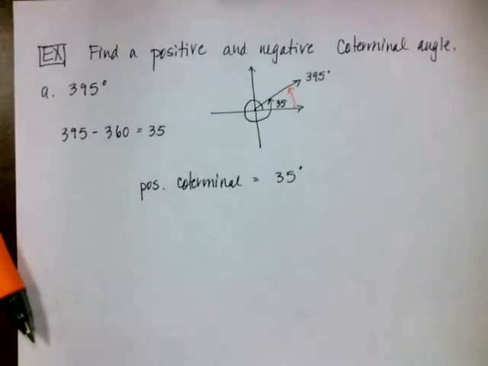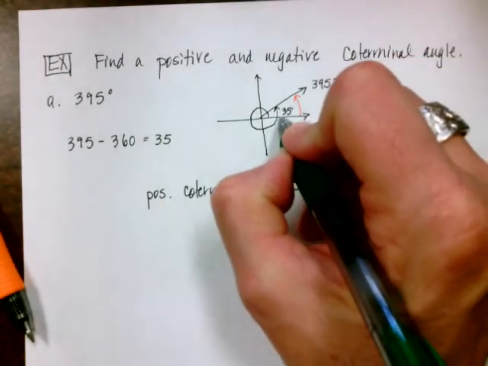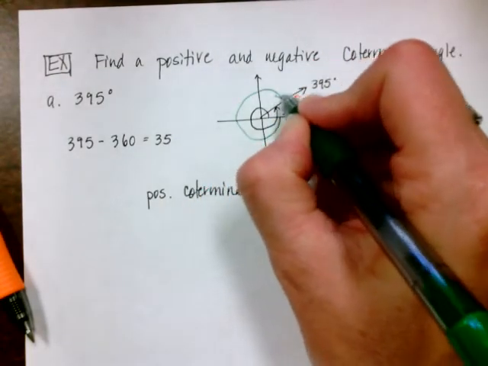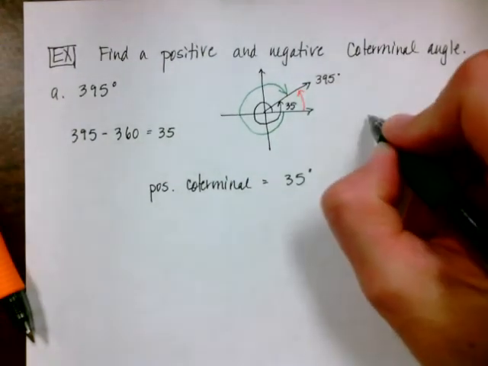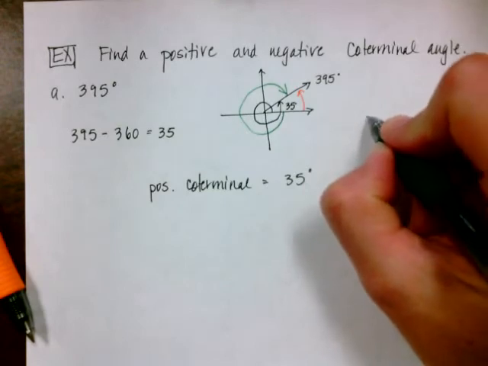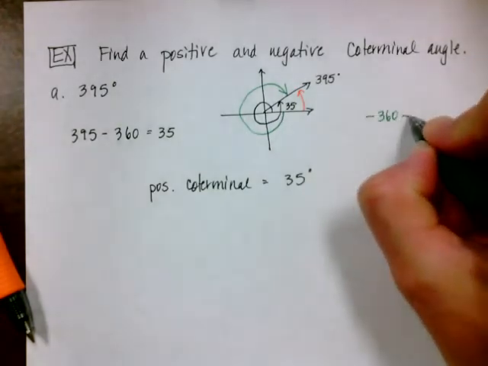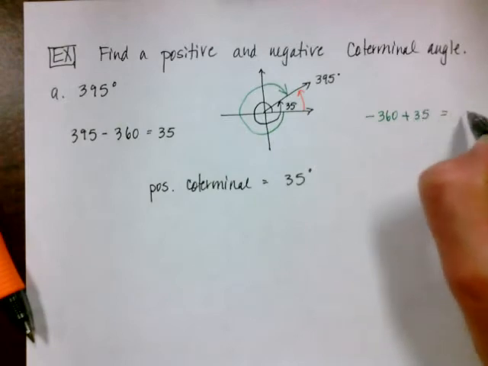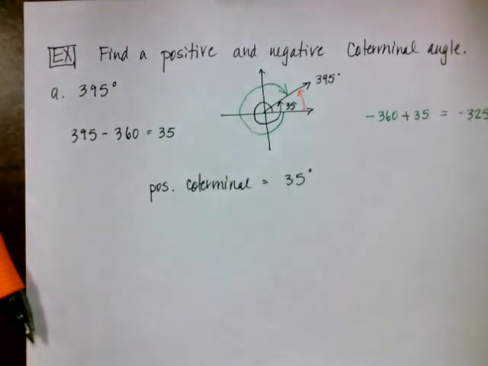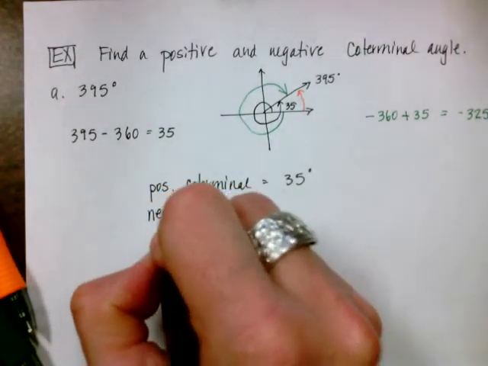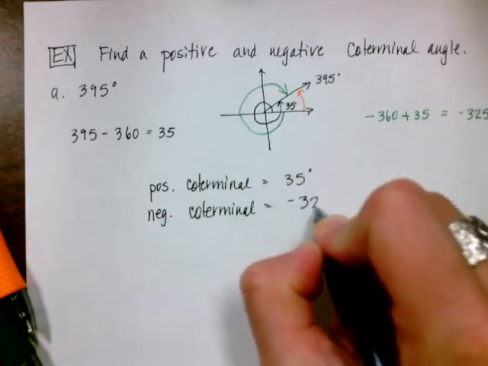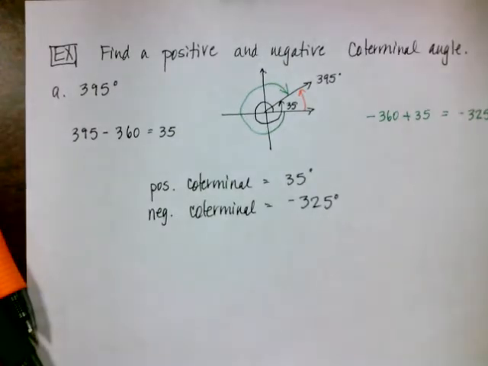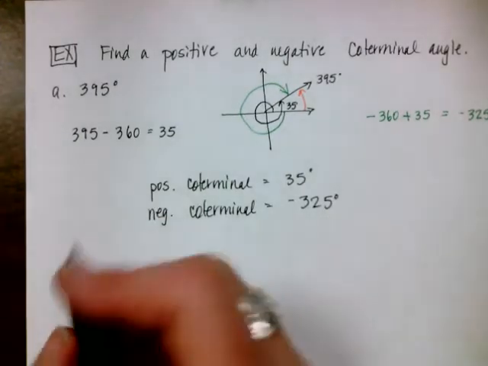So my negative coterminal is going to go the opposite direction, starting at x is equal to 0, and I'm going to go that way so that I end up at the same terminal side. And I'll do my little math over here. So if I went all the way around a negative 360 and then went back that 35 degree angle, I would get a negative 325. So my negative coterminal is going to be equal to a negative 325 degrees. Alrighty?